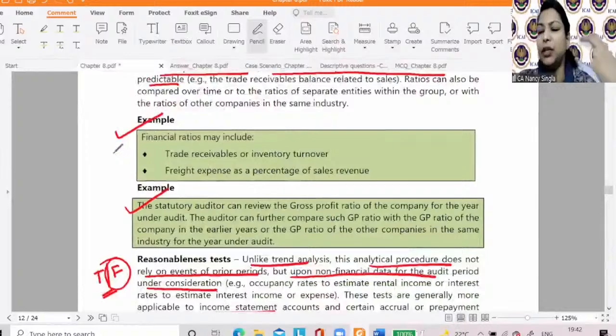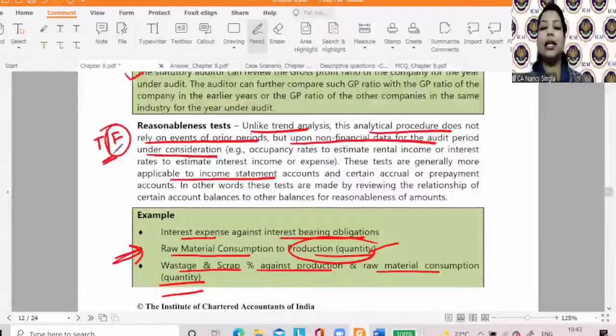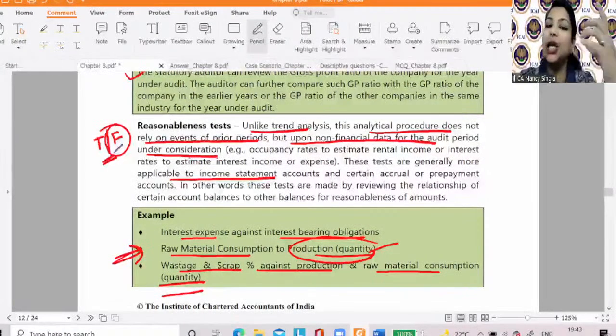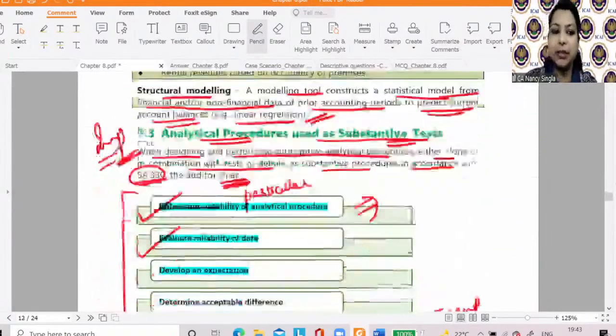And you can compare it with prior period or with the industry. Reasonableness test, unlike trend analysis, analytical procedure, this analytical procedure does not use what? Does not rely on events of prior period. Unlike trend analysis, मतलब trend analysis तो रिलाई करता है ना पुराने सालों पे उसके डेटा पे, बट रीजनेबलनेस टेस्ट में वो नहीं चाहिए होता. क्या चाहिए होता है? नॉन फाइनेंशियल डेटा, है ना. सो दीज आर द वेरियस एग्जांपल की नंबर ऑफ एम्प्लॉइज या इंटरेस्ट एक्सपेंस.